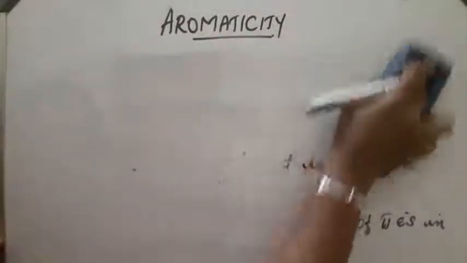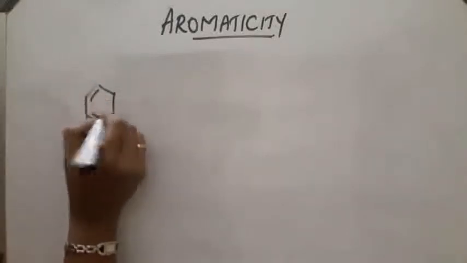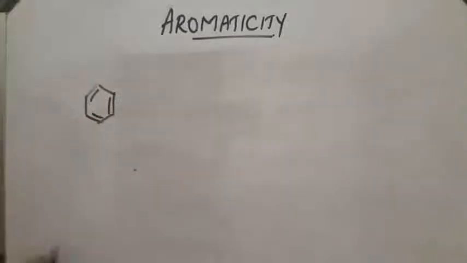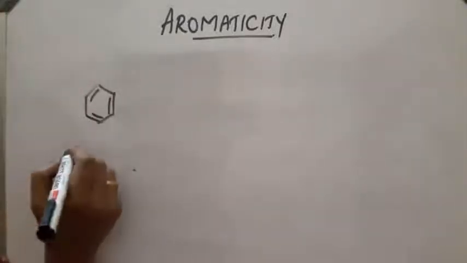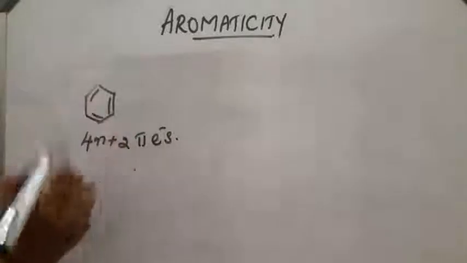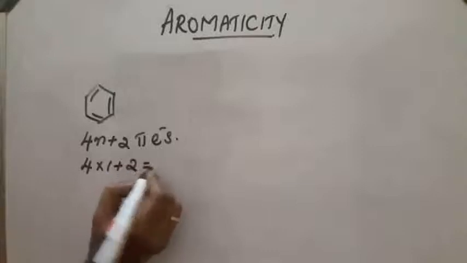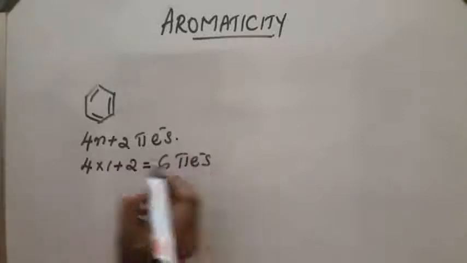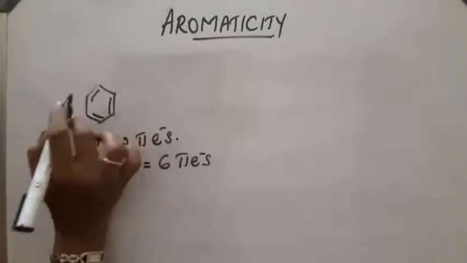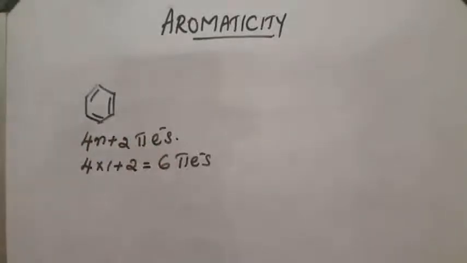First one, benzene, which we know is an aromatic compound. Benzene contains 3 double bonds. It's a planar compound and delocalization of pi electrons is there. The third point is 4n plus 2 pi electrons. We know n is equal to 1, as there is only one ring. So 4 into 1 plus 2 is equal to 6. 6 pi electrons must be there. One bond denotes 2 pi electrons, so 1, 2, 3 means there are 6 pi electrons. So the compound is aromatic.